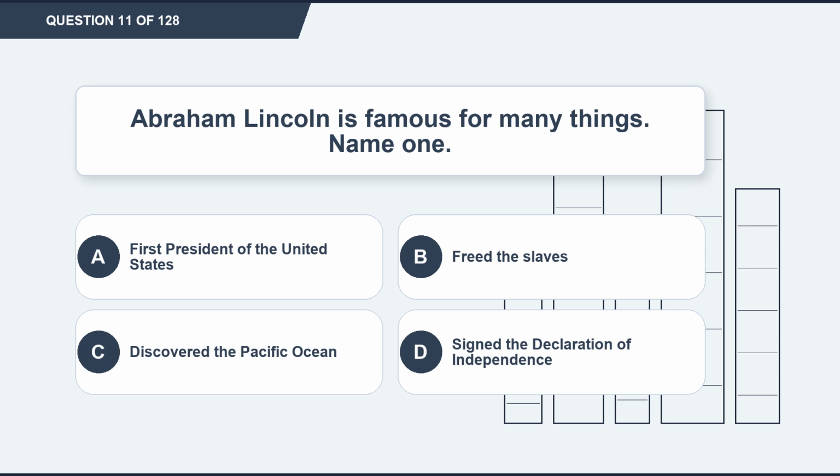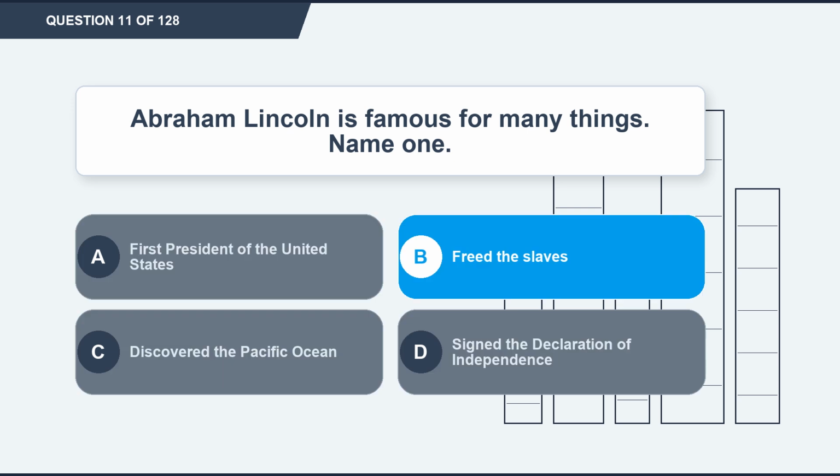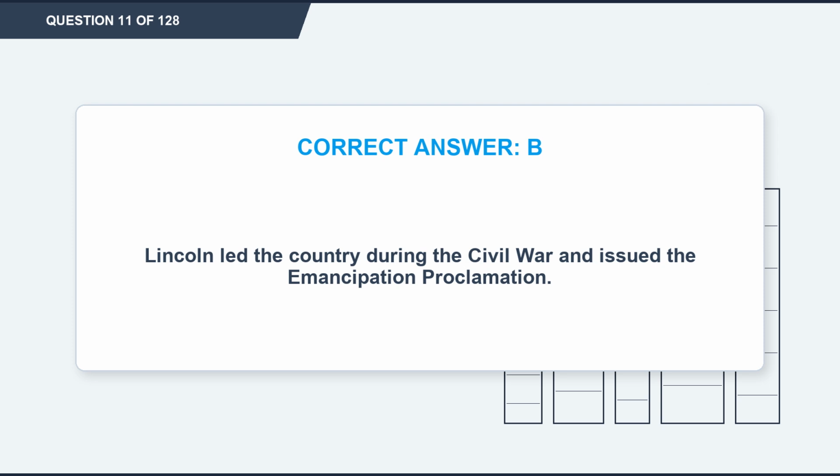Question 11. Abraham Lincoln is famous for many things. Name one. Option A. First President of the United States. Option B. Freed the slaves. Option C. Discovered the Pacific Ocean. Option D. Signed the Declaration of Independence. The correct answer is option B. Freed the slaves. Explanation. Lincoln led the country during the Civil War and issued the Emancipation Proclamation.